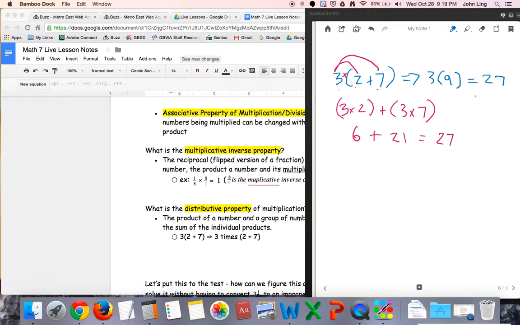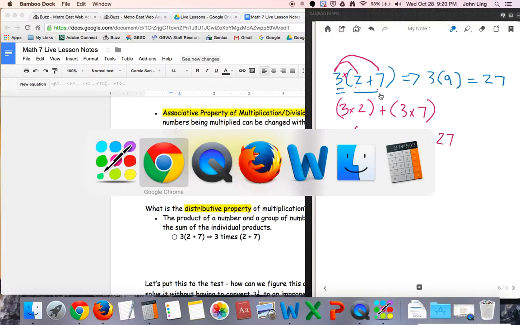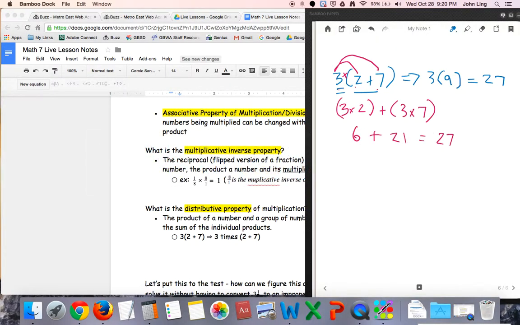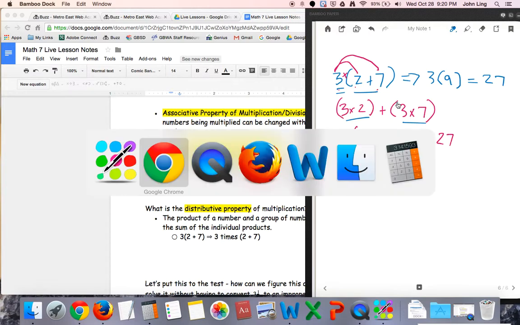Get the same answer. So the distributive property just says that the product of a number and a group of numbers is the same as, go back to the definition here again, the sum of the individual products. Okay, so the individual products are down here. 3 times 2, this is the product of 3 and 2, and 3 times 7, this is the product of 3 and 7. That's it, okay? All right.